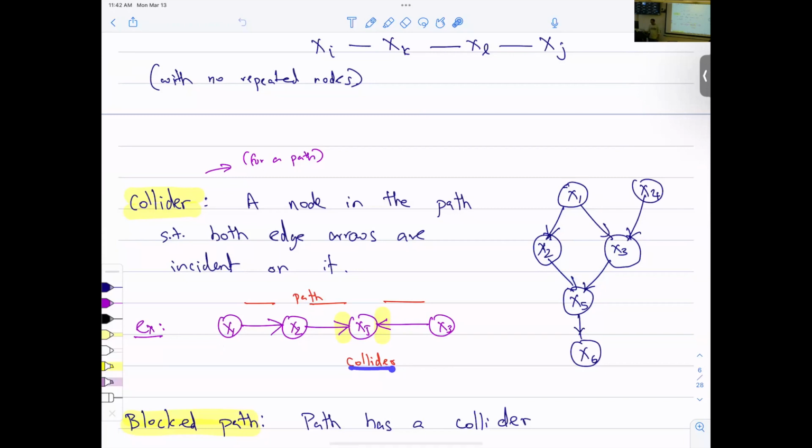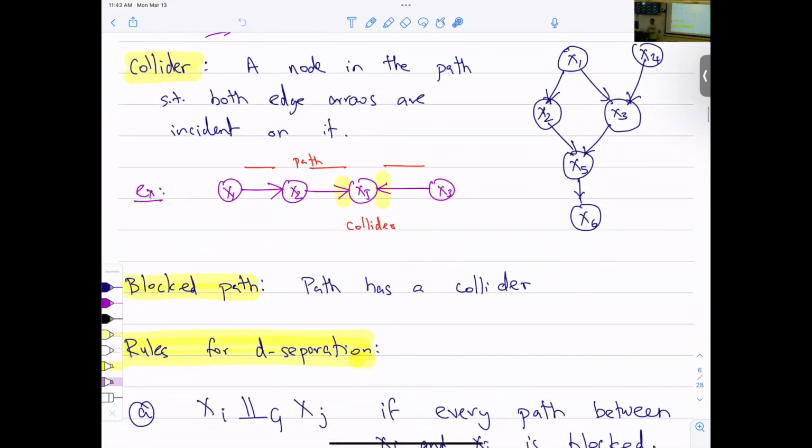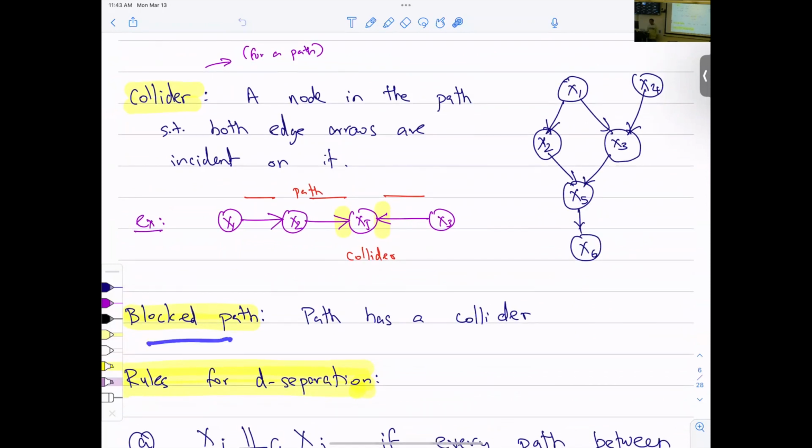Note that a node can be a collider on one path and not another. This node x5 is a collider only for this path. Let me give you a different example. Let's consider this path. On this path, there are no colliders. So I'm fixing a path and then talking about properties. Collider is a property associated with that path. This x5 is a collider for this particular path. With me so far? So we say a path is blocked if it has a collider.